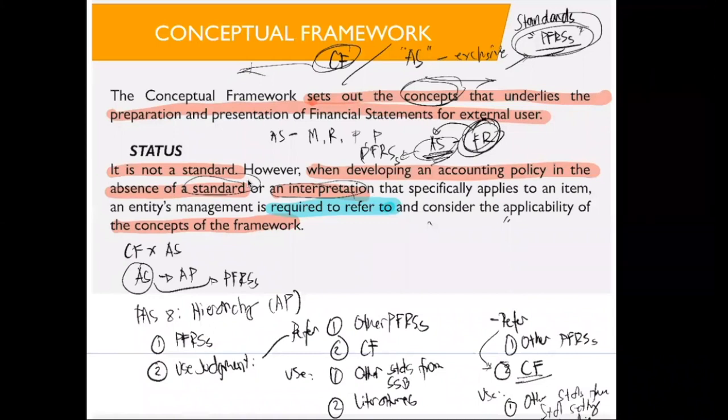I hope we are clear already, and we have set out the difference or the limits of the conceptual framework and the limits of your accounting standard. So we apply the accounting standard, and if there's no accounting standard, we can refer to the conceptual framework.